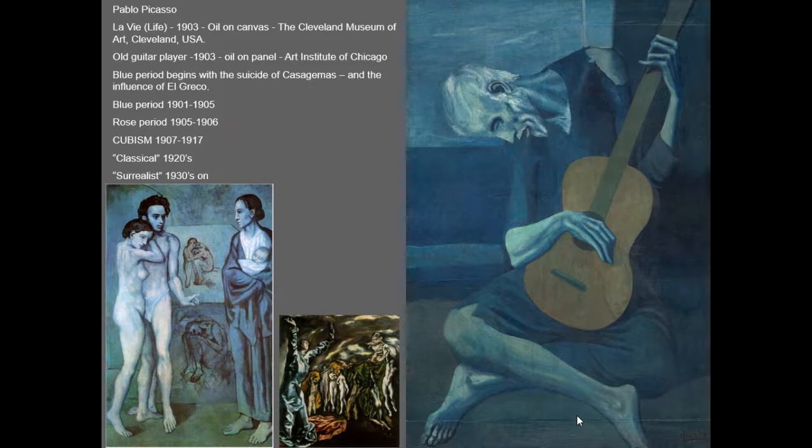Color palette for a year to more pinks and earth tones, the Rose period. He then moves into the Cubist period, which is divided into the first half, the analytical Cubist period. The second half is the synthetic. We could then sort of categorize the other styles as the classic, rounder, more solid forms. The surrealist work takes over 30s into the 50s, then into that neo-expressionist style.